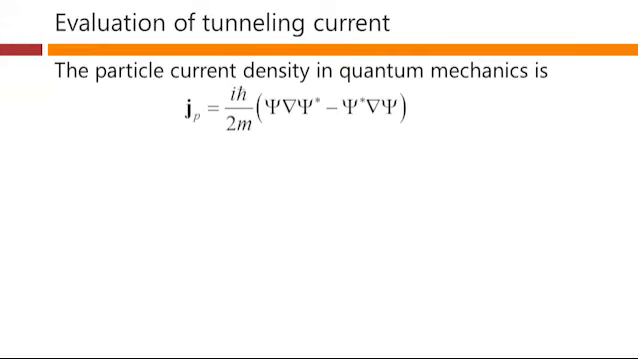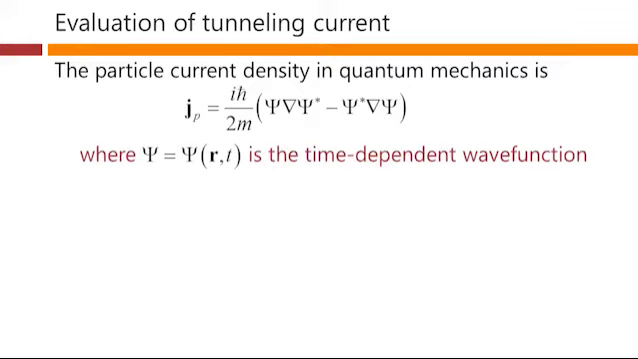Well, previously we derived that the particle current density in quantum mechanics for a wave function psi is given by this expression. And psi here can be a wave function in both time and space. So it can be a full time-dependent wave function. Incidentally, this is particle current density, not electrical current density. If we were talking about electrons, if we multiplied by the electronic charge, we could turn this into an electrical current density, but here it's a particle current density.